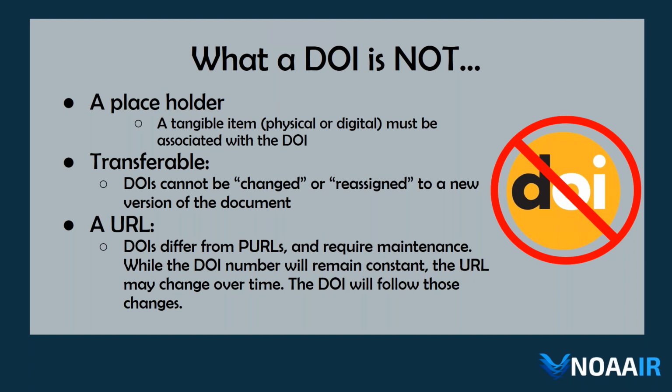And a DOI is not a URL. A DOI differs from a PURL, which is a permanent unique resource link. DOIs require maintenance. A DOI points to a place. The DOI number will remain consistent, but a URL can change over time. And what the DOI does is it remains a permanent way to follow that document.